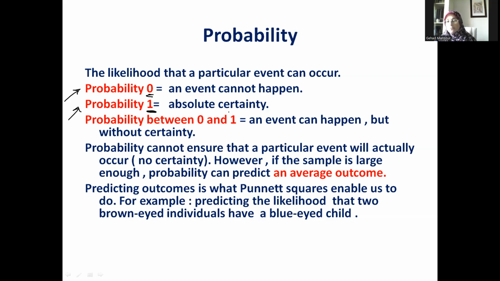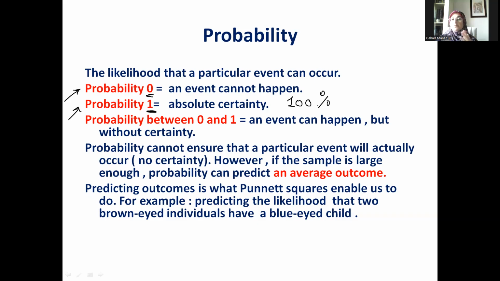And when we say 1, we mean 100%. Like, for example, the probability that I am alive now is 100%. The probability is 1 because I'm actually alive. There is no doubt that I am alive, that I am talking. But probability between 0 and 1, it's not impossible, and at the same time, it's not certain.